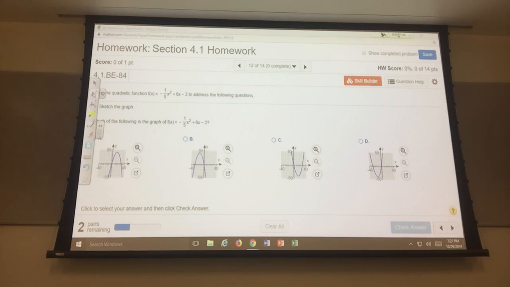All right, so we just want to find the x value of the vertex. So we know that that's negative b over 2a, which is, what's the top? 6.